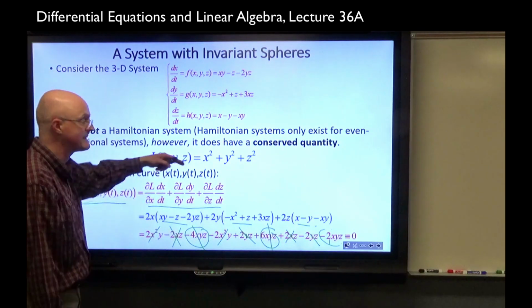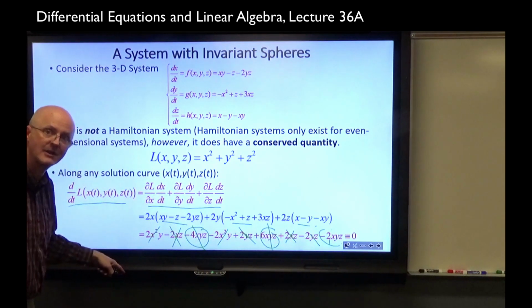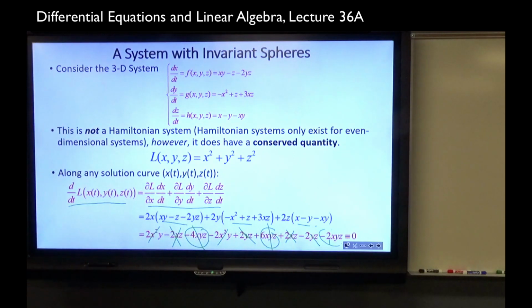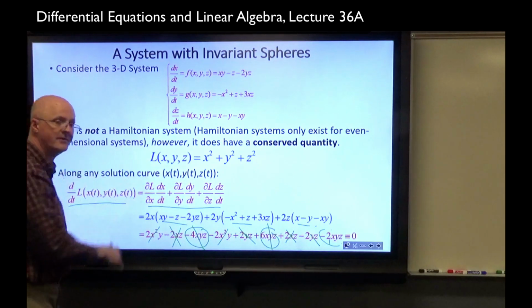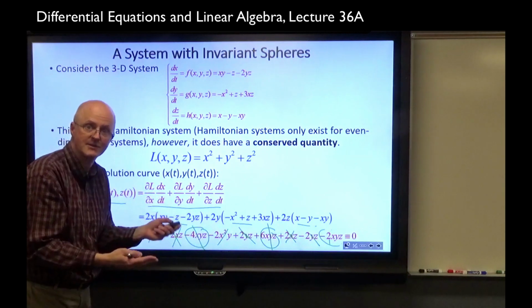It's a nonlinear system. It's impossible to find actual formulas for these functions, but you can still do this calculation and see that you always get 0, no matter what point you're at, no matter what t is. So therefore, this function is conserved. It stays constant along solution curves, but its level surfaces where it equals a constant are spheres centered at the origin.